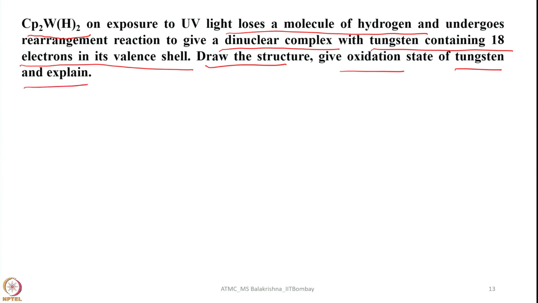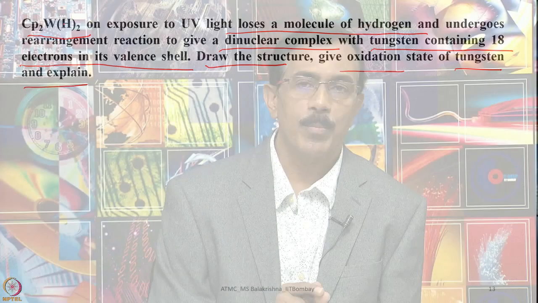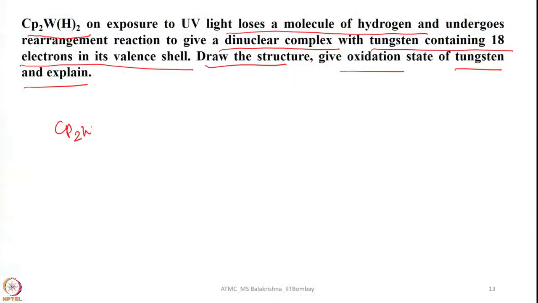Now, first thing you should remember is we are considering this molecule here. On UV light, what happens? It loses a molecule of hydrogen. So you take Cp2WH2, you shine UV light, minus H2 comes out, and we will be left with this fragment here. Now, this fragment undergoes dimerization. As of now, let us see how many electrons are in this one. If you take tungstenocene, this we have is 12 electrons plus 4 electrons. So, 16 electrons are there.